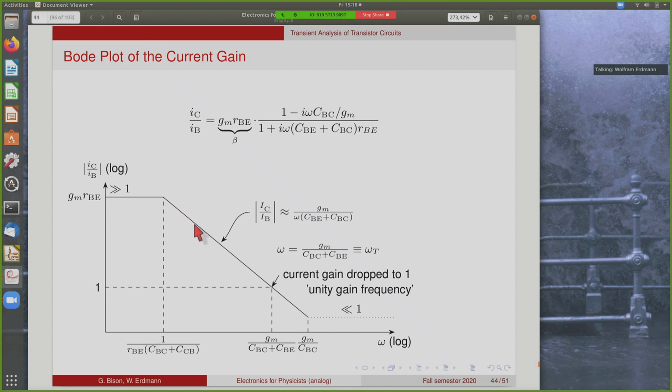Now as this falls with 1 over frequency, which in a log-log plot is of course a straight line that you know from the Bode plots, at some point the net gain, which is the product of this factor and the initial gain, drops to 1. This is called the unity gain frequency, and it somehow characterizes your amplifier. If you go further in frequency, then some other things happen, and eventually at very high frequency this term will also become important. But already at this point, clearly your amplifier stopped working completely. So from now on, you have an amplifier that doesn't have any gain anymore.